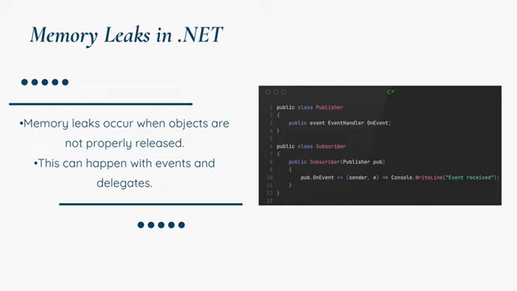Now that we understand how events work, let's talk about something critical when working with events. I mean memory leaks. Memory leaks in .NET are often caused when objects that should be garbage collected remain in memory because they are still being referenced somewhere. And one of the most common causes of memory leaks in .NET is event subscriptions that are not properly removed.